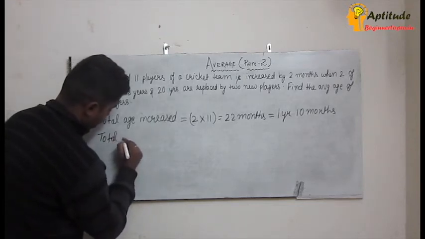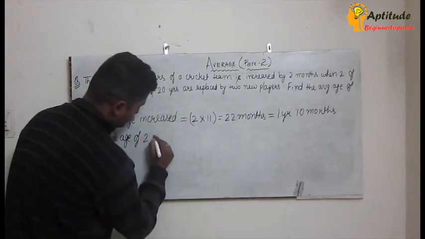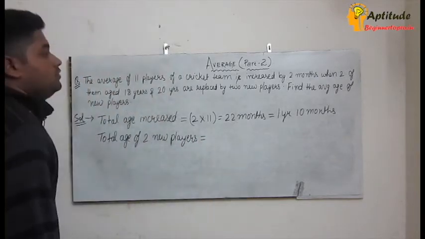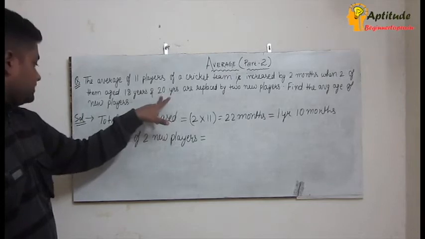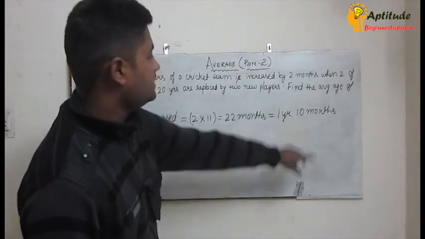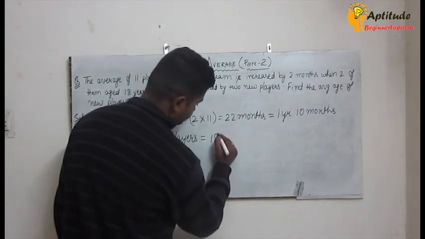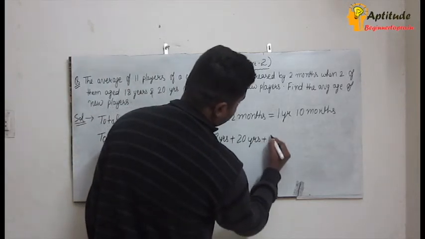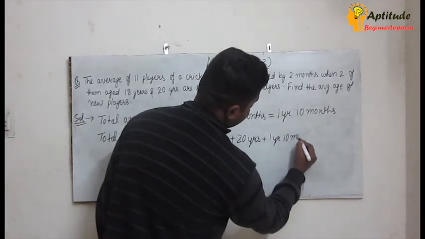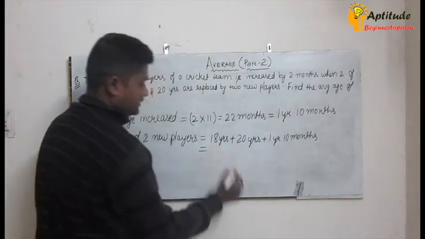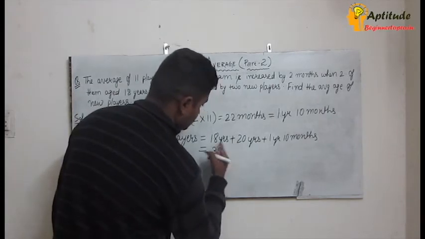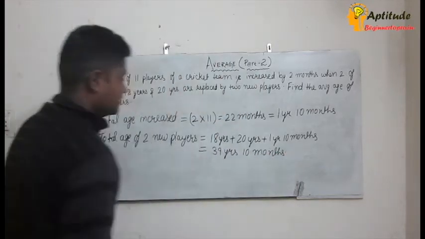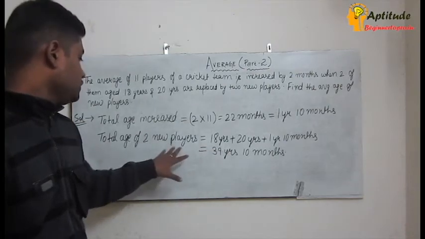Total age of two new players. So 18 plus 20 plus the total age increase, which is 1 year 10 months. 18 years plus 20 years plus 1 year 10 months, which is nothing but 39 years 10 months. So this is the total age of two new players.